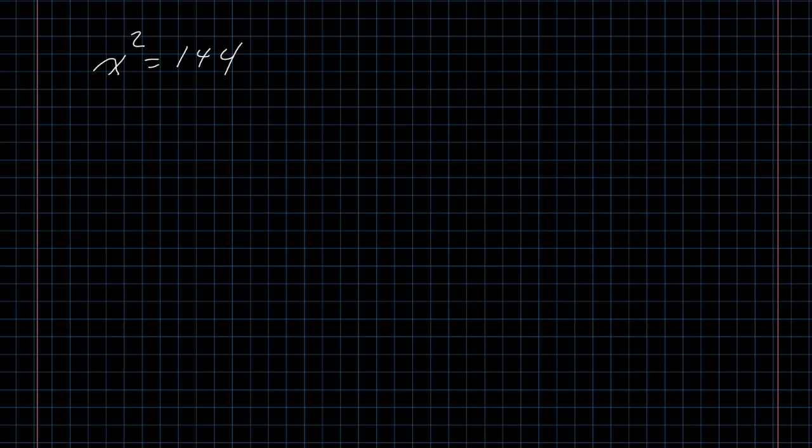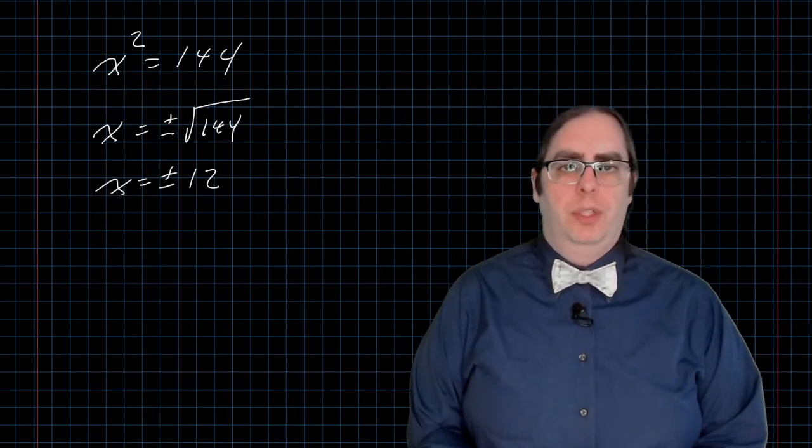An approach to a squaring equation is to use the square root property. If x squared is 144, then x itself is either the positive or the negative square root of 144. And the square root of 144 is 12. That positive or negative is important because 12 squared is 144 and negative 12 squared is also 144. There are two solutions to this equation.